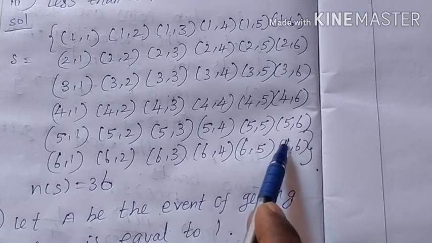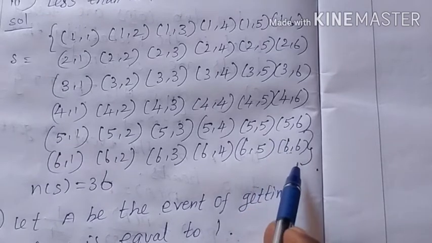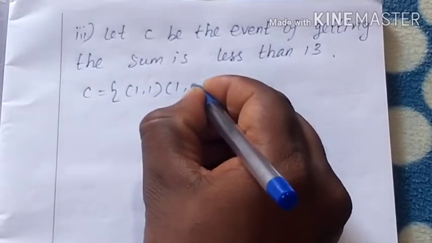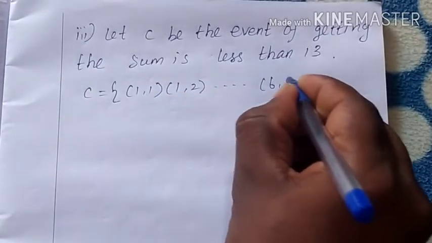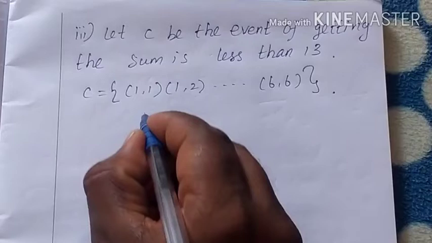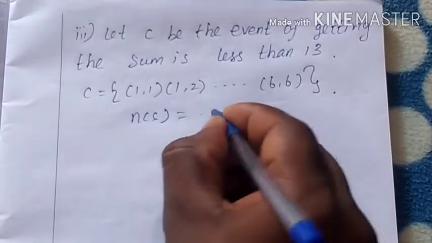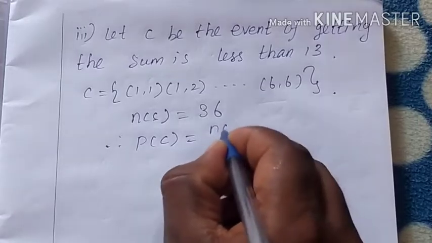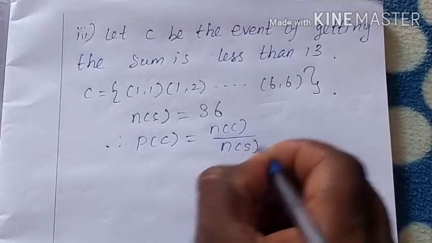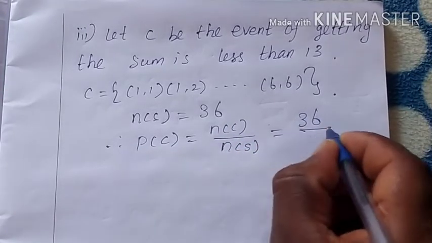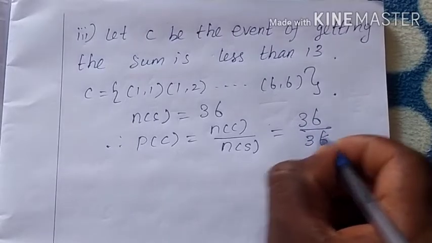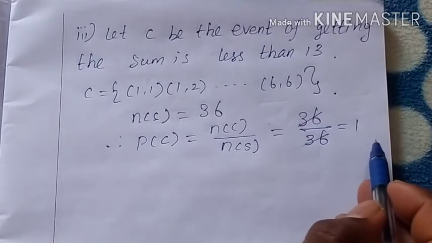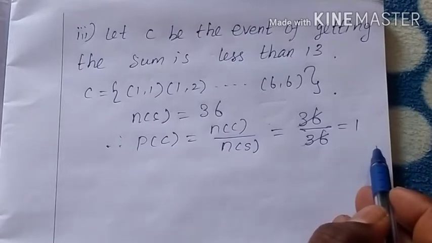So C is equal to the sample space. Therefore C is equal to (1,1), (1,2) and so on up to (6,6). So n(C) is equal to 36. Therefore P(C) is equal to n(C) divided by n(S). n(C) is 36, and n(S) is also 36. So the probability of the event is 1. That's the answer. Have you understood?